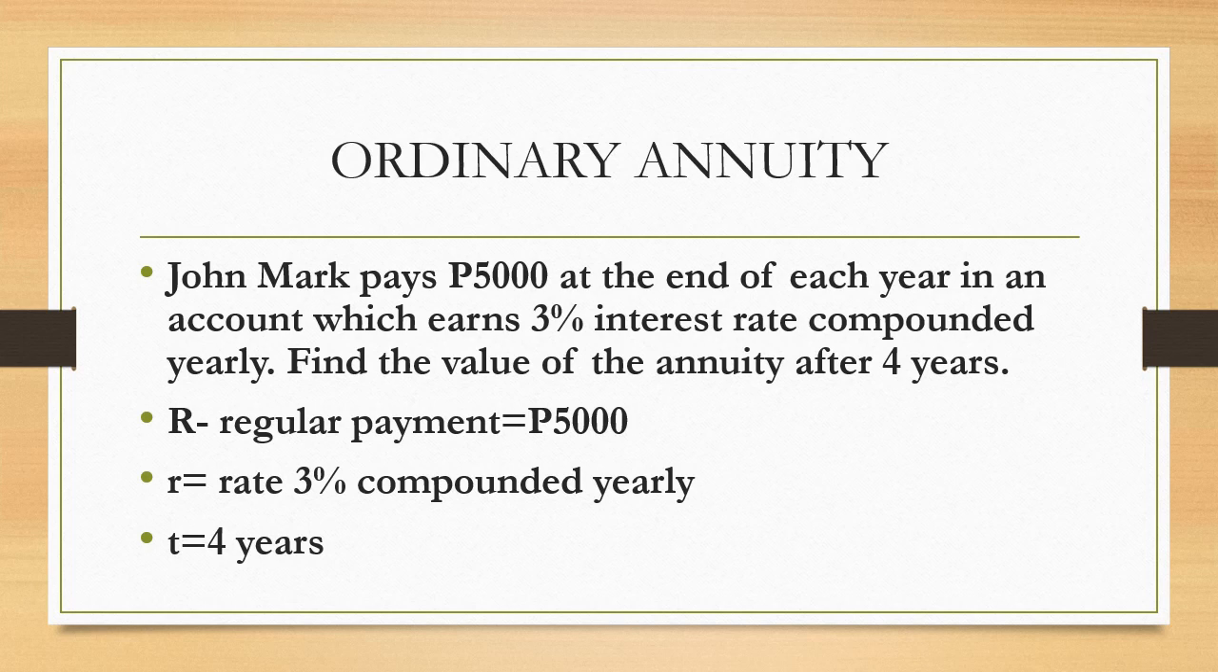So, for example, John Mark pays 5,000 at the end of each year. So again, the keyword is at the end of each year, making this an ordinary annuity in an account which earns a 3% interest rate compounded yearly. As you can see, the frequency of conversion of the interest rate is yearly, while the frequency of payment is also yearly, so making this a simple annuity. Find the value of the annuity after 4 years.